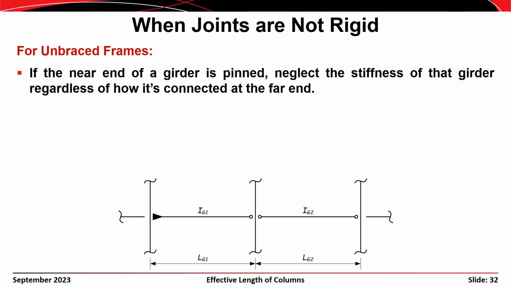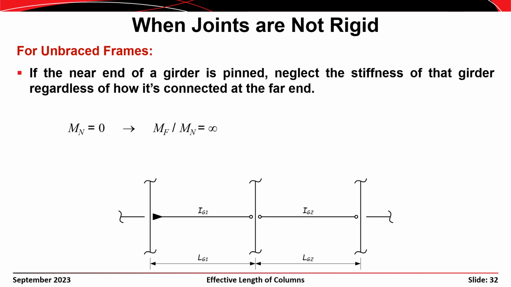The definition of near and far is relative to the column that is being considered. For example, consider the joint in the center of the hypothetical frame shown here. The near end of girder 1 is its right end, and the far end of girder 1 is its left end. On the other hand, the near end of girder 2 is the left end, and the far end of girder 2 is its right end.